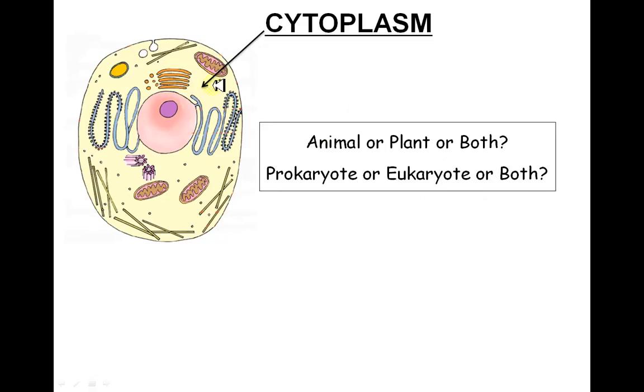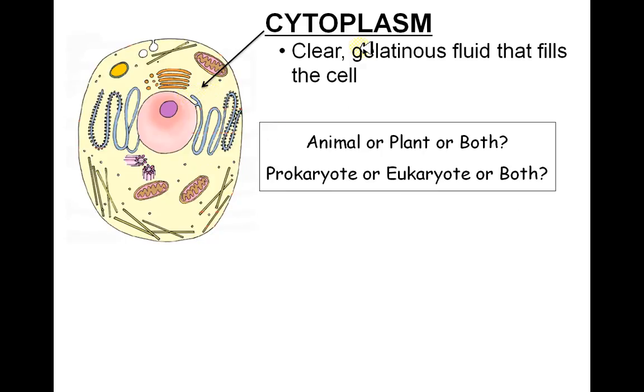Cytoplasm, the stuff that's inside of the cell. It is a clear gelatinous fluid that produces turgor pressure, or pushes out against the cell membrane or the plasma membrane, giving the cell structure. It supports and holds organelles, sort of like connective tissue in animals.